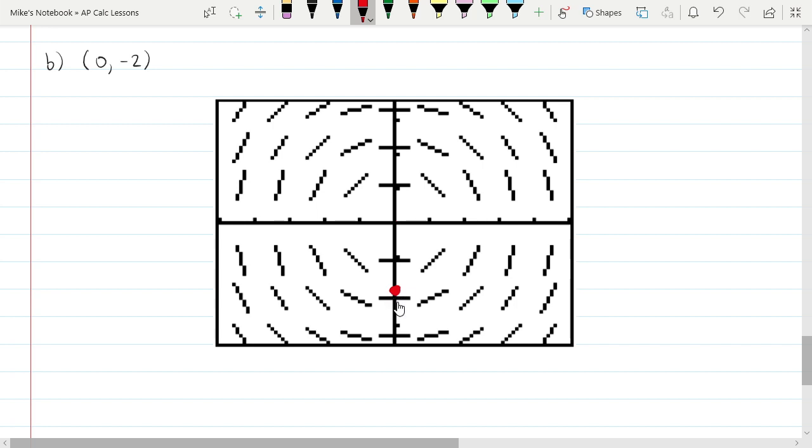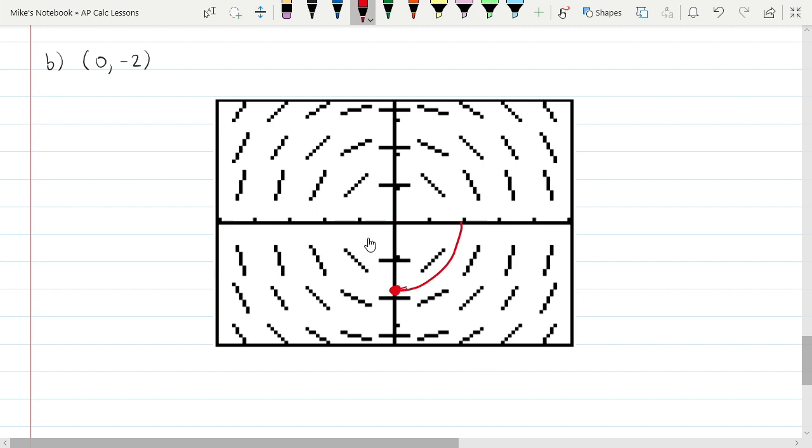Now remember, I'm starting at a horizontal segment, so that means I have to start flat. But as I'm going to the right, notice that these slopes are getting gradually steeper until I get to this x-axis, which seems to almost be vertical. Now, they didn't actually draw the vertical segments here, but you would probably see vertical segments there.